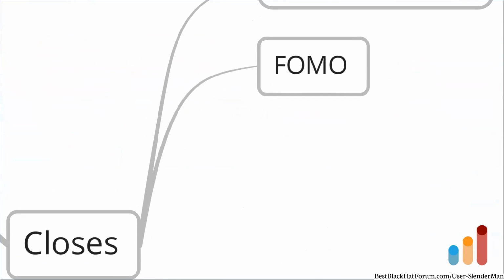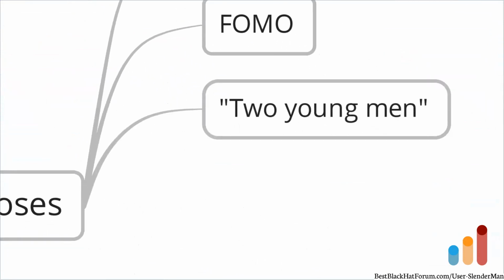FOMO, fear of missing out, especially if there's an opportunity or a prediction of something to come. If you present what they're missing out on, and you underscore, if you don't take action today, you're not going to get this, that's an effective way to close the sale. Another way to close the sale that you probably recognize as a way to open the sale is the equivalent of the Wall Street Journal Two Young Men letter.